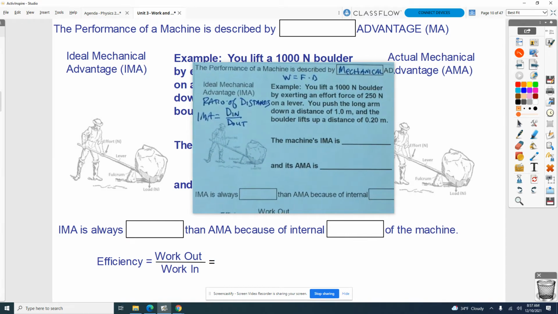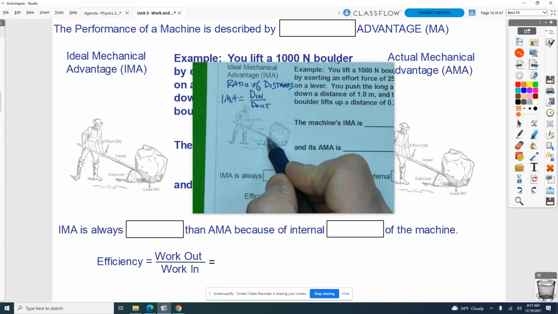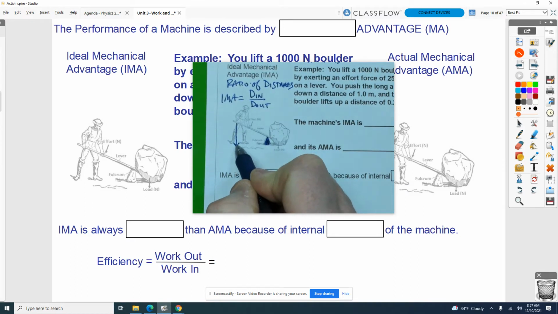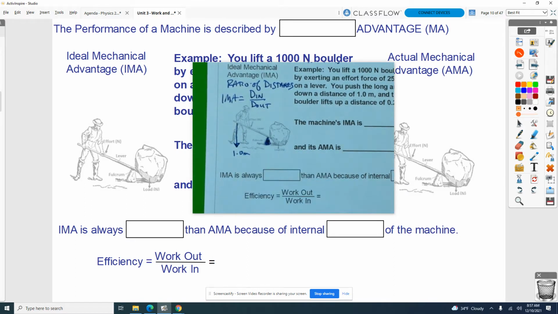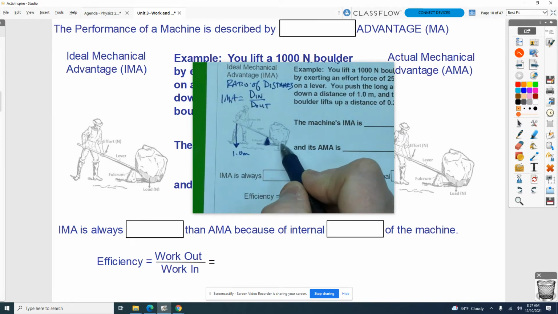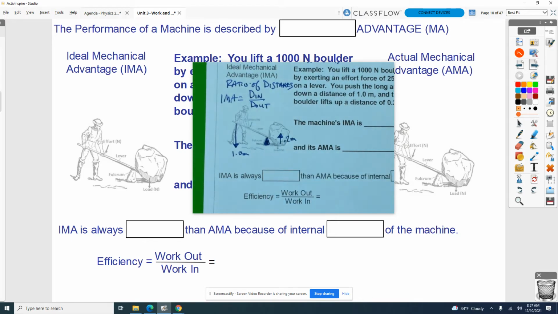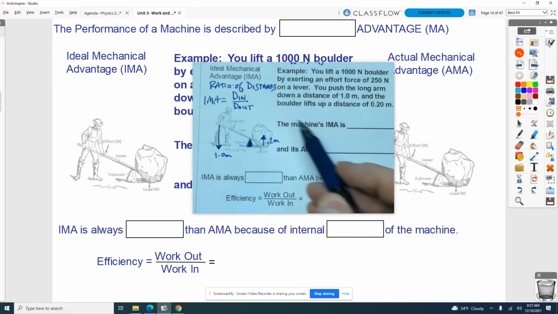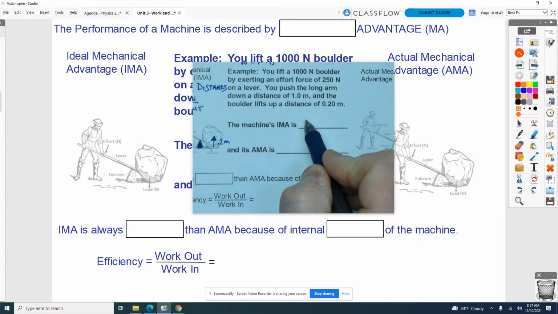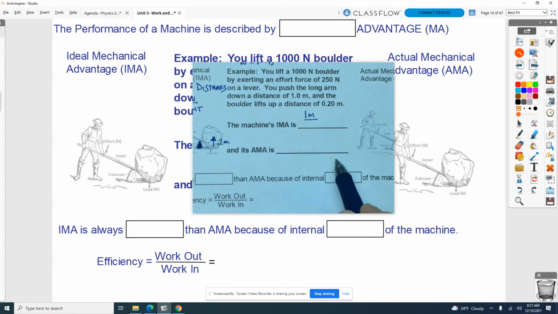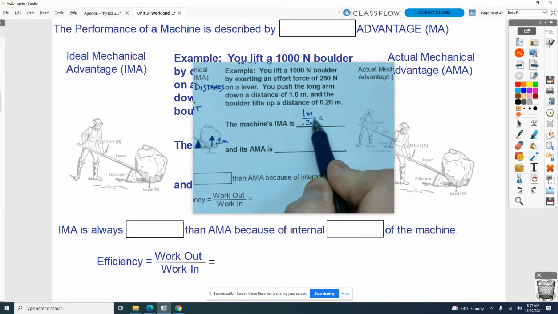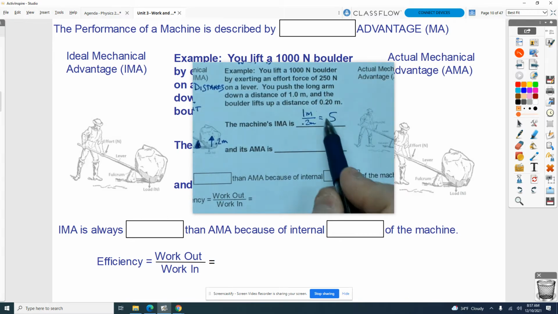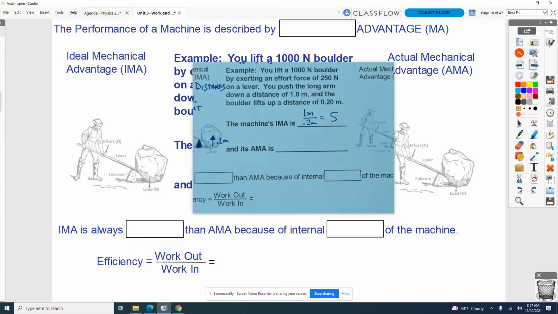So if we take a look at this fulcrum over here, that fulcrum located where it is means that when we push down with 1 meter of distance, because that fulcrum is closer to the load there, it only lifts it up 0.2 meters. And so we could say that the IMA of this lever system, a ratio of d in to d out, would be 1 meter divided by 0.2 meters. And when I do that, I get 5. And of course, there's no units on that. The meters reduce out. You just get an IMA of 5.